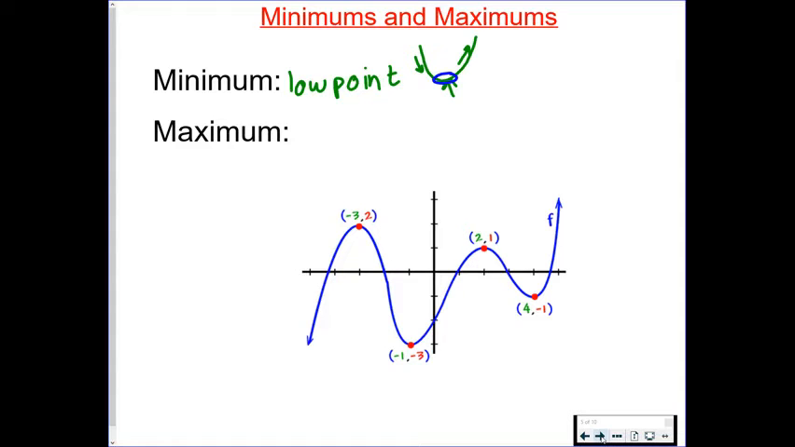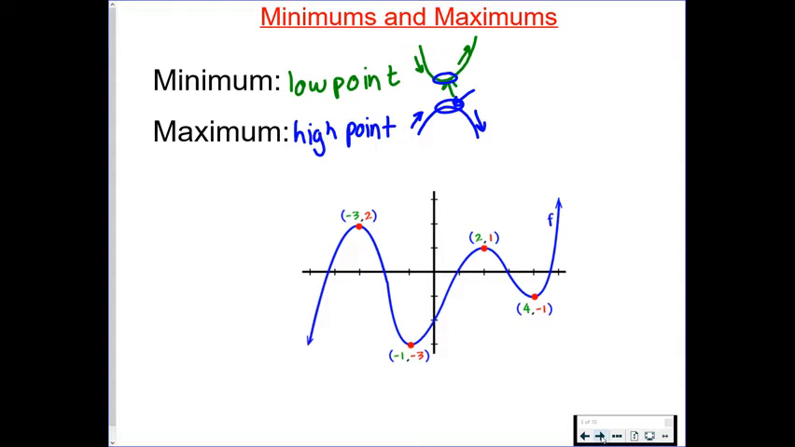A maximum is just like it sounds as well. It is a high point in the graph, and it's where the graph switches from increasing to decreasing. Right here is where that maximum value is going to be. Okay, and you'll want to use a calculator on these problems because the graphs can be kind of difficult to see where the min and max is.